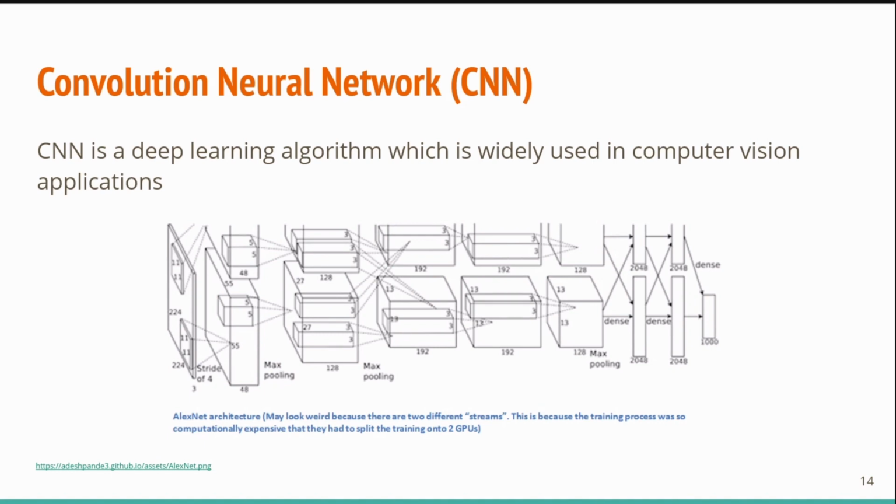And this is the architecture of AlexNet. You can see this is the image, and here we'll be doing the convolution, and these are all convolution layers. In between you can see the max pooling. Max pooling just takes the max of those regions.